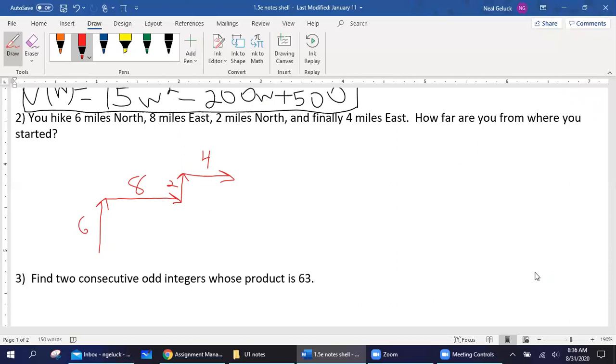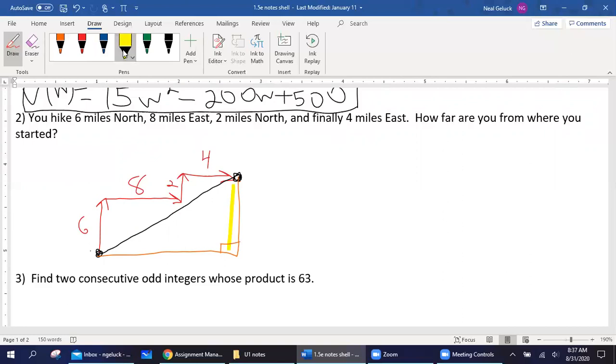Well, I can't just add those up because how far I am is going to be where I started to where I finished in a straight line. So I have to figure out the length of that black line there. What I can do, and this should bring back fond memories from geometry, I can build myself a little right triangle with that black line being the hypotenuse. And this is where Pythagorean theorem is going to come into play.